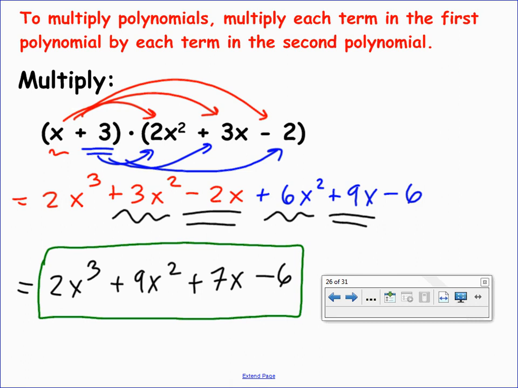Everybody, let's do a quick check. 2x cubed plus 9x squared plus 7x minus 6. Raise your hand if you and your partner generated that. So who else got that? Yes, yes, good, good. What questions do you guys have on this first one?